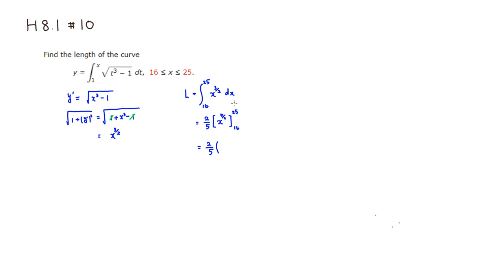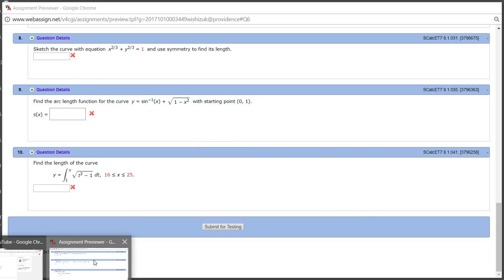If you plug in 25, you have to take the square root of 25, so that's 5, and then raise it to the 5th power. So it's 5 to the 5th power, minus, if you plug in 16, you take the square root, that will be 4, and then 4 to the 5th power. Actually, can I leave it as it is? I'm too lazy to compute it. Let's see if it takes the answer here.